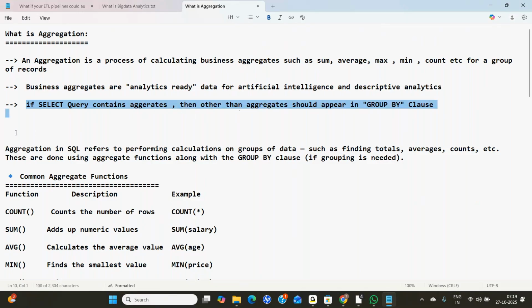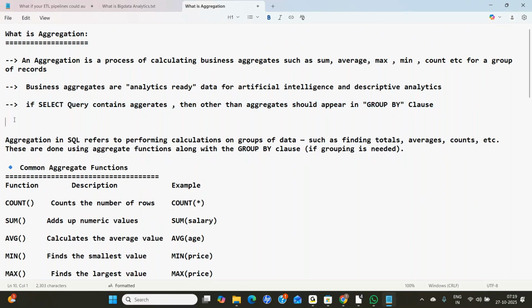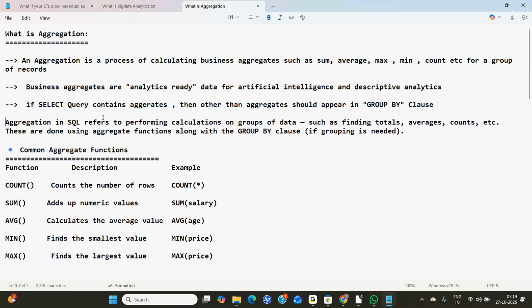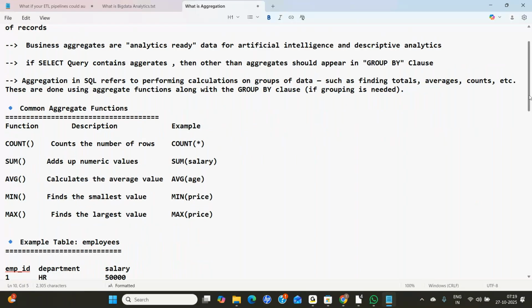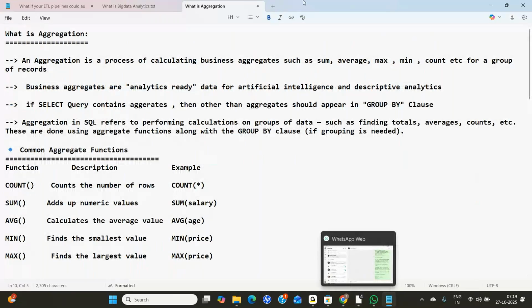I'll explain to you, then after that you can write some bookish definition taken from some reference books. See guys, aggregation in SQL. You know what SQL is, guys? SQL is nothing but a language used to communicate with the databases to retrieve the data or to store the data. So here we'll talk about the retrieval part only.